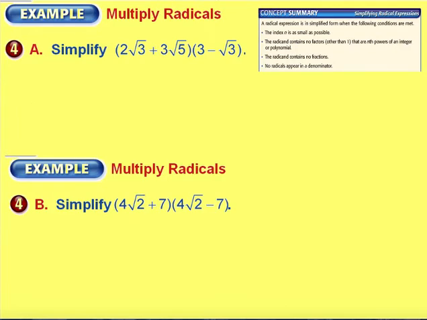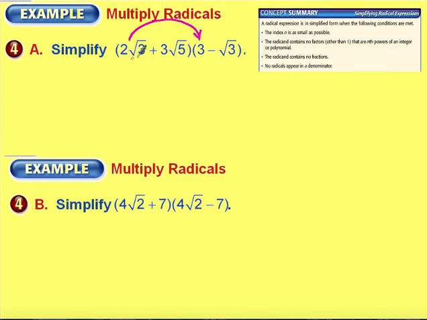All right, so let's look at some more multiplication problems. This is when I'm multiplying more than one term. So if you see here, I have almost a binomial. I have 2 square roots of 3 plus 3 square roots of 5 times the quantity of 3 minus the square root of 3. I treat those radicals like they are variables. So when I have to multiply 2 binomials, I would have to FOIL. So I'm going to do the same here.